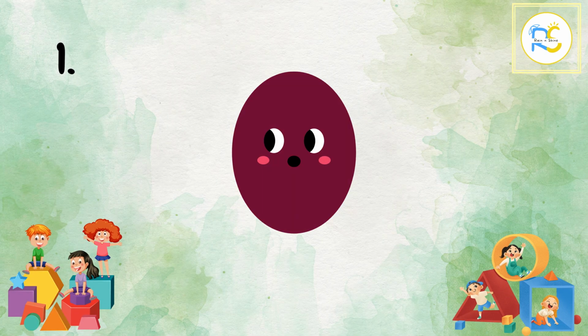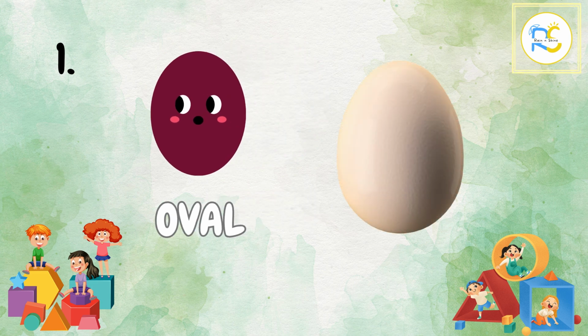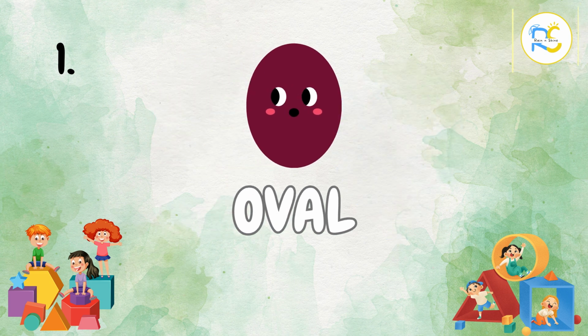First, we have a shape that looks a little stretched out. It's called an oval. You can see an oval in lots of places, like in an egg or even in the shape of a balloon. Can you say oval? Great. Let's spell it together, O-V-A-L.